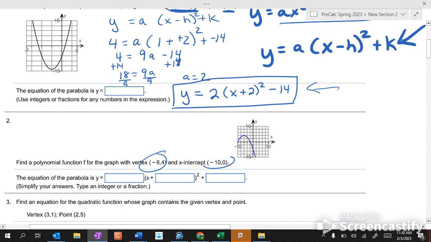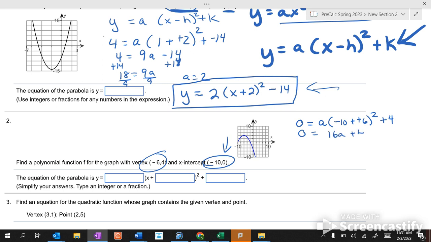Here's a vertex of negative 6, 4 and an x-intercept of negative 10, 0. Well, that's still another point. So y of our xy point is 0 equals a times (x, which is negative 10, minus h, minus a negative 6) squared plus k, plus 4. Okay, now we're solving for a. So 0 equals, if we go plus a positive, we get negative 4. Negative 4 squared is 16a plus 4.